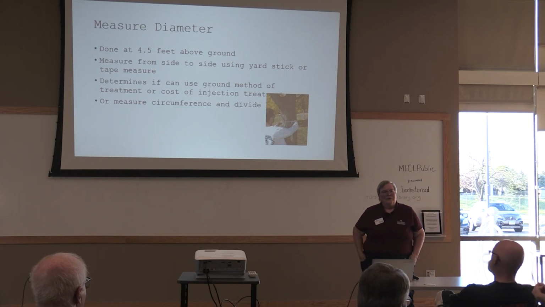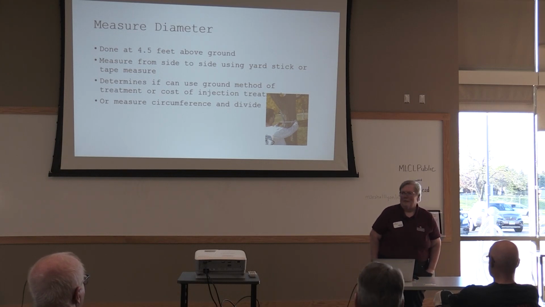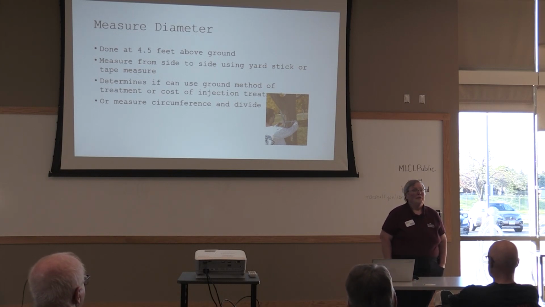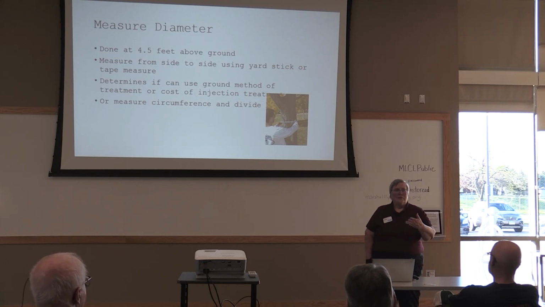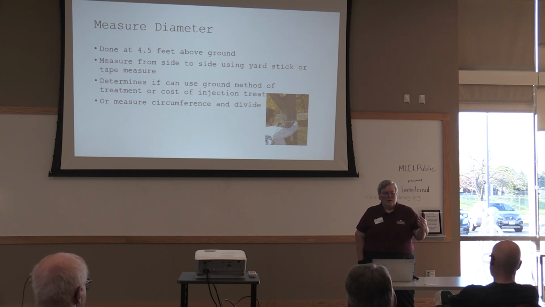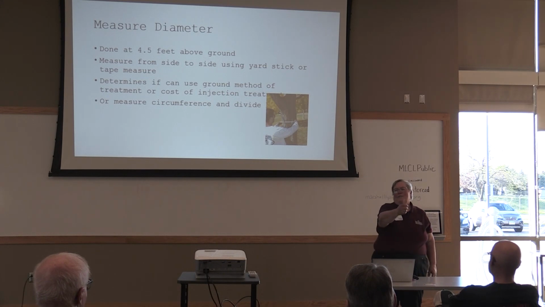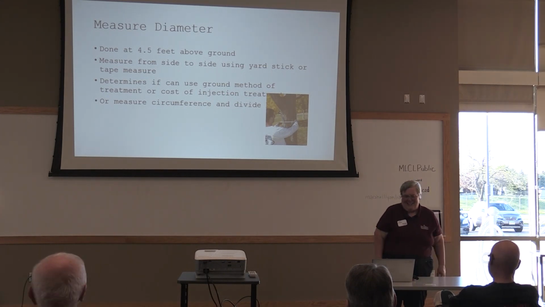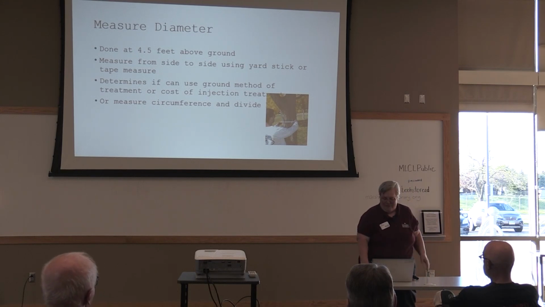So a 20-inch diameter tree will cost you in injections about $200 a year, which is cheap compared to removing the tree. That determines if you can use the ground soil drench or what the cost of the injection is. The other way you can do it is you take a tape measure and you measure the circumference of the tree and you divide it by 3.14. Just hold a ruler, you get a good estimate. If you know a forester like me, you can ask to borrow my diameter tape, but I'd have to find it first. I do know where it is.